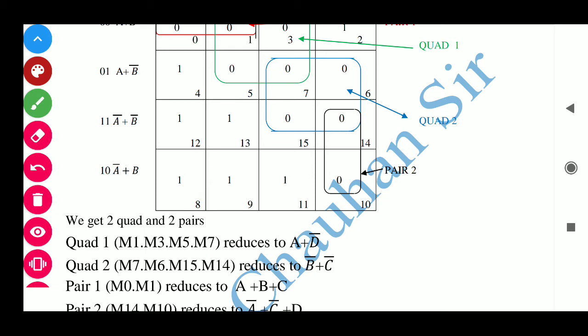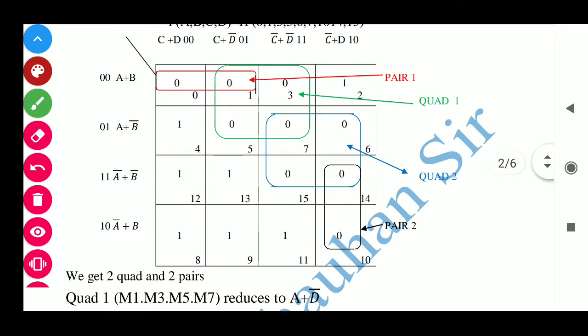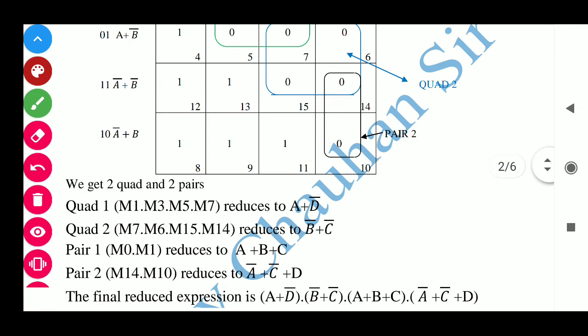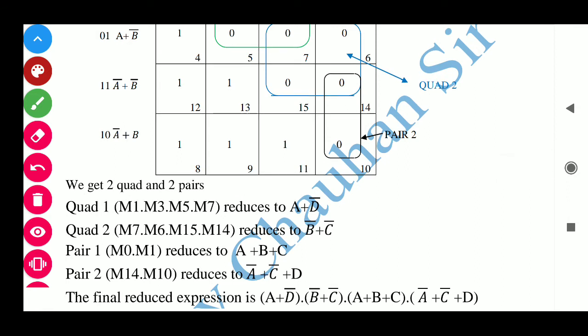Same way pair 1, M0 dot M1. You can see here this is covering the first row and first two columns. So we will take A plus B, but we will see the columns where C is not changing its state. So we can write there A plus B plus C for pair 1. Is it clear? So A plus B plus C is your reduced expression.